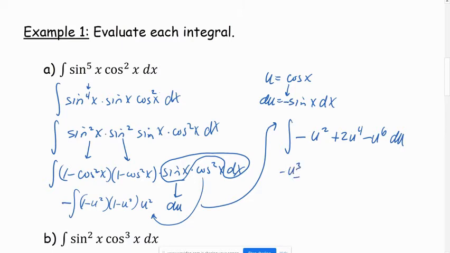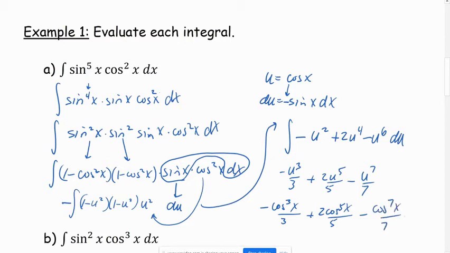The antiderivative is going to be negative u cubed over 3 plus 2u to the fifth over 5 minus u to the seventh over 7. We don't have any endpoints, so now we can just plug in cosine for all these, and we get negative cosine cubed x over 3 plus 2 cosine to the fifth x over 5 minus cosine to the seventh x over 7 plus c.